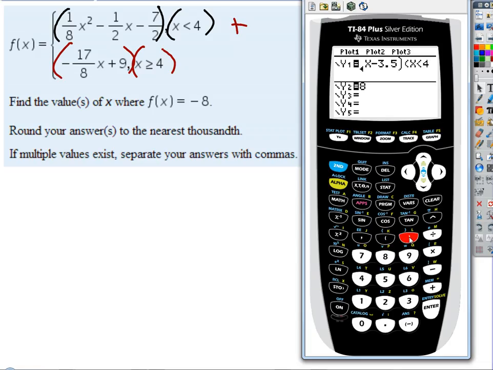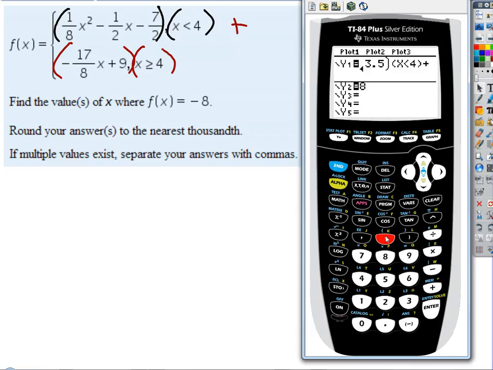Okay, and if I were to graph that, if I just hit zoom 6, look what we get. It stops right there. It just graphs the left piece, right? And then I have that other line. The other line's wrong. We'll change it though. So if I go back to y equals, now I got to add the second piece. Okay, so then I go plus.